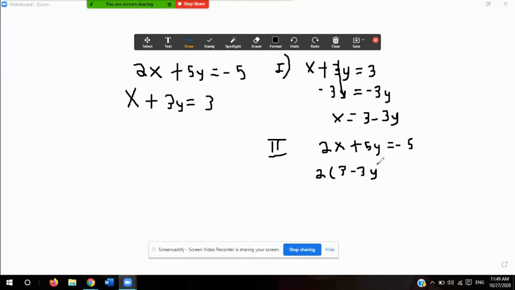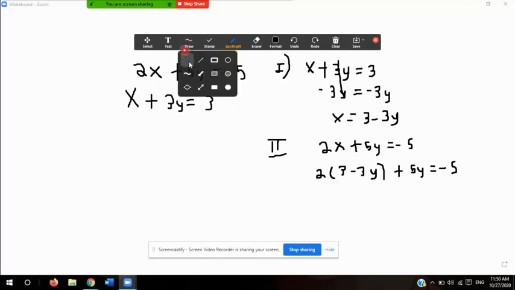So what I'm going to do is multiply everything. I'm going to use the distributive property. So I'm going to say 2 times 3 and then 2 times 3y, okay? So basically what's going to happen here is you're going to say 2 times 3 is 6, and then 2 times 3y is going to be 6y. So you're going to have 6 minus 6y. And then you're going to bring down the other part of the equation.